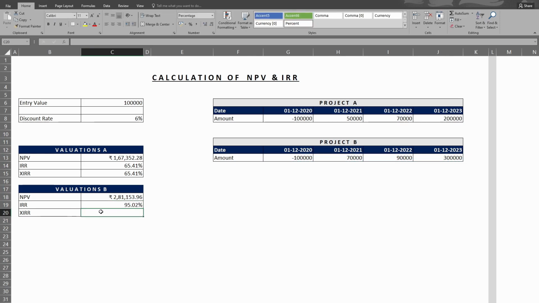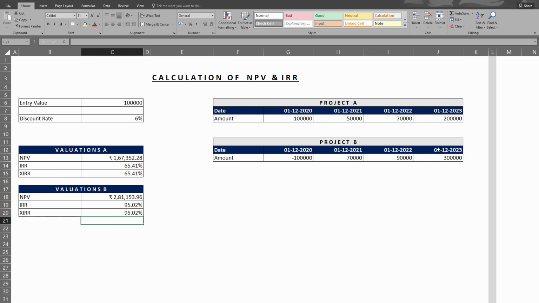Okay. Now XIRR is equal to XIRR. These are the values, select the values, then comma, dates, select the dates of the cash flows, then guess, leave the guess blank. As you can see, IRR and XIRR are similar, but let me show you something.